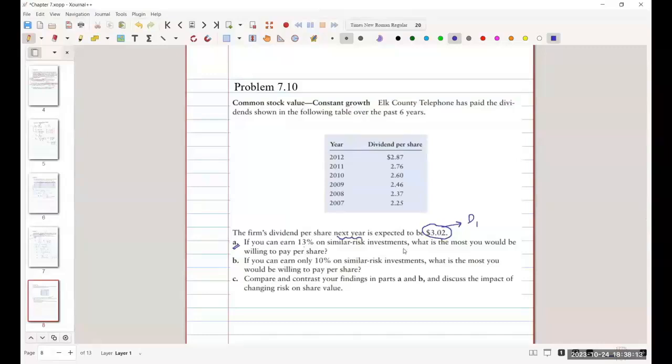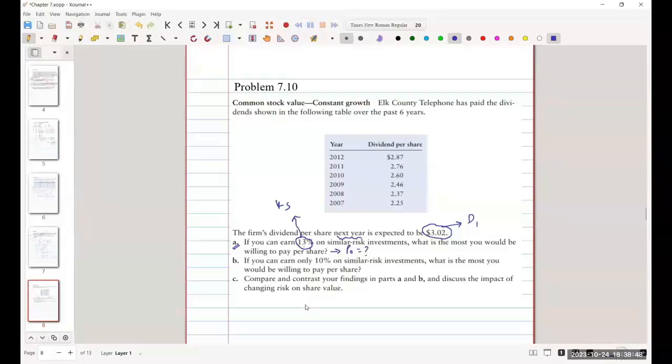So the moment you say, well, if I purchase Elk County Telephone shares, I will need to earn 13% from this investment also, then that 13% becomes your required return. It's just that they've expressed it in a different way. The question is, what is the most you will be willing to pay per share? So P0 is what needs to be determined.